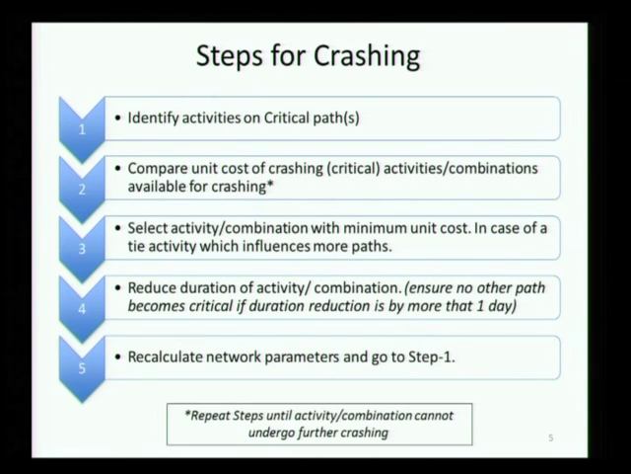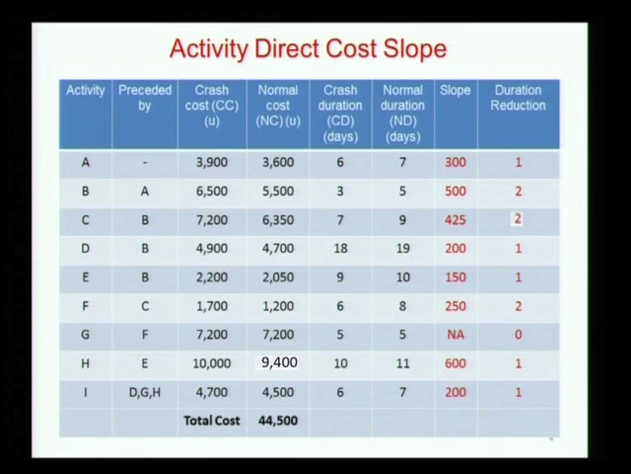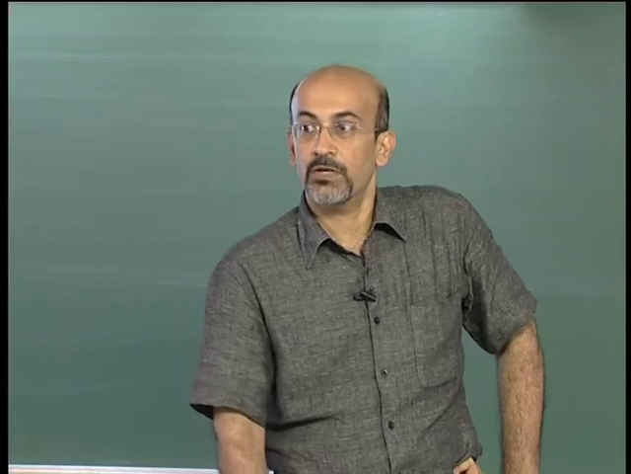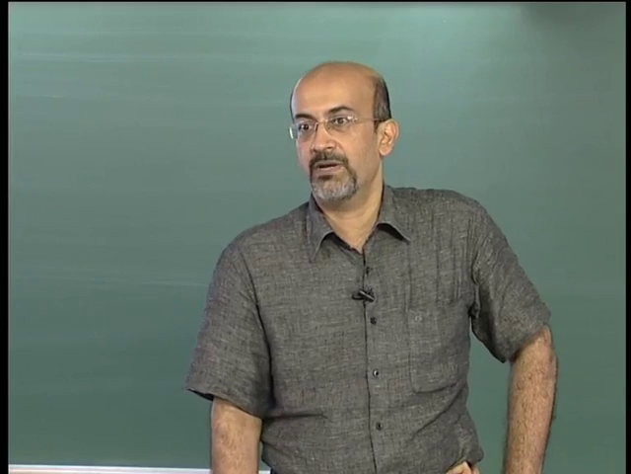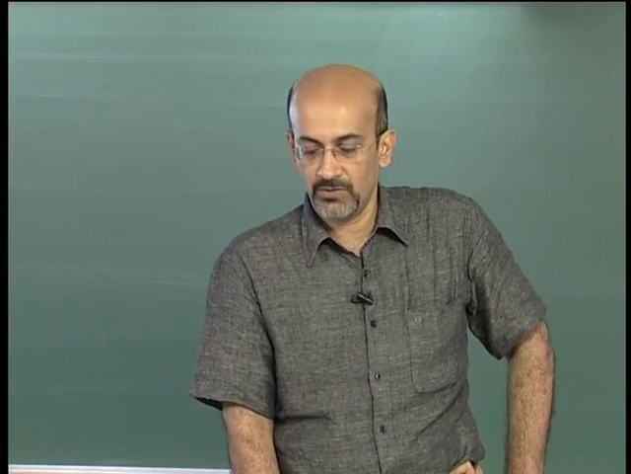So if we take this problem, the first step is to calculate the cost slopes. You may recall that we calculated the cost slopes. Do you remember what the cost slope was? It is crash cost minus normal cost, divided by normal duration minus crash duration. So we are looking at the cost per day of crashing. That was the slope.